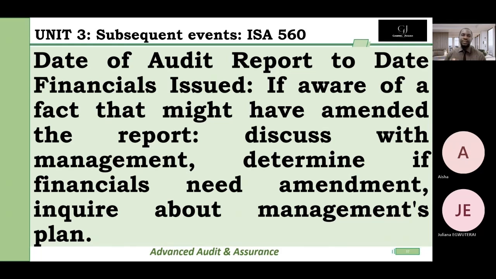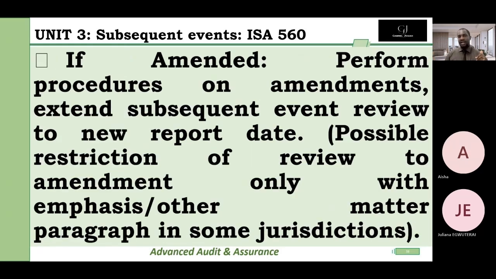So the date of the audit report to the date of the financial statements, we've spoken to that. If you are aware of a fact that might have amended the report, you need to discuss with management, tell them, okay, this event, we need to adjust for it, and determine if their financials need amendment. Also inquire about management's plan to amend it appropriately. If they've amended it, perform procedures on the amendment to test and extend your subsequent event review to a new report date. So if the reporting date has amendments that need to be factored in, you need to fast forward the reporting date.